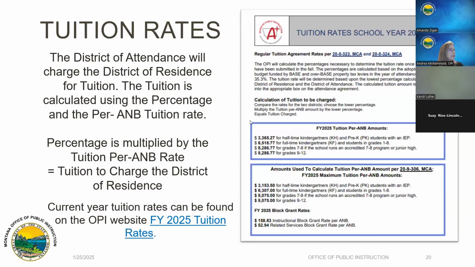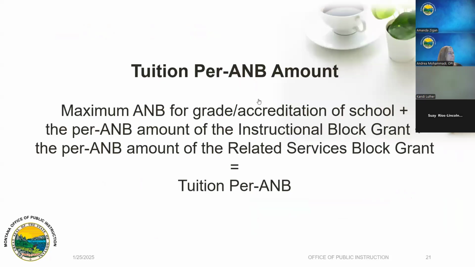Okay, this is the tuition rate. You want to pay attention to the fiscal year 2025 tuition per A and B amounts. And that is your maximum tuition per A and B amount plus your instructional block grant rate and your related services block grant rate. And I provided a link in here to get to those on our website. And here is just how I calculate that tuition per A and B amount. It's just the maximum A and B for your grade and accreditation plus your block grants.